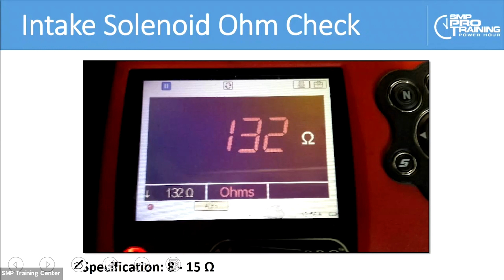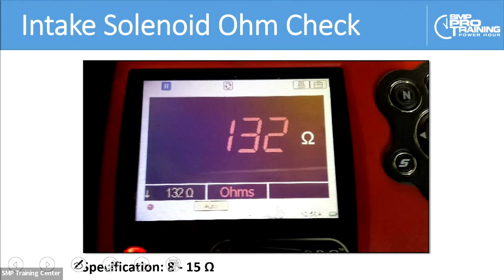But if you don't have a specification and service information that you can readily access, we have a solenoid on the other side, the exhaust side. Couldn't we compare it against that if we needed to? And the answer is yes, we could. Well, this technician didn't need to. He had the spec from service information and he knew that it was faulty.